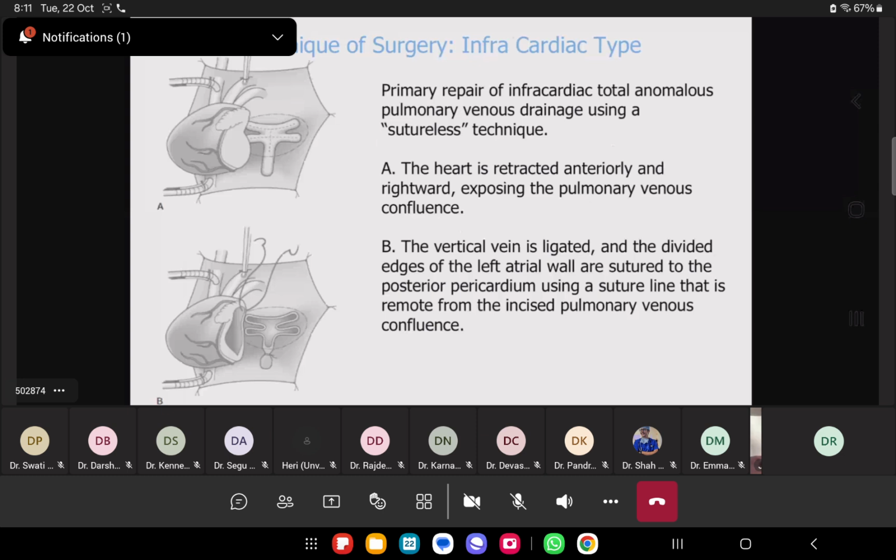Yes. Along with the results, because you said in the natural history that only a very small percentage survive beyond 1 year if there is no surgery done. And then subsequently, the commonest, almost 20% incidence of pulmonary venous obstruction occurs in the post-operative period. So how is that tackled? I am not too sure about that, and maybe Jairaj sir will be able to tell us a little more on that. Sir.